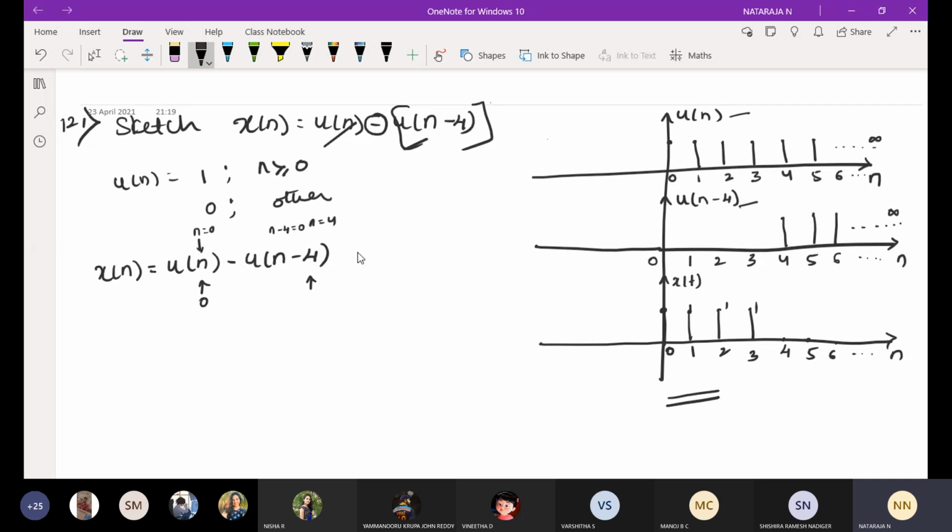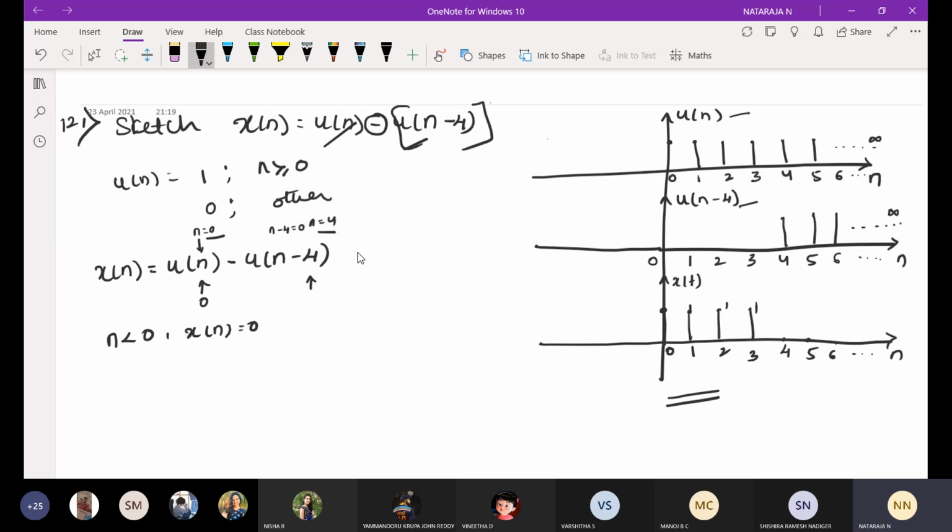Now, first one will be 0. Now, n is less than 0. Here, n is less than 0, so that x of n will be 0. There is no signal less than 0. Any signal is there here? Considering n is equal to 0 and n is equal to 4, if n is less than 0, no signal we have, so that x of n is equal to 0. Okay, with respect to first one, less than 0.